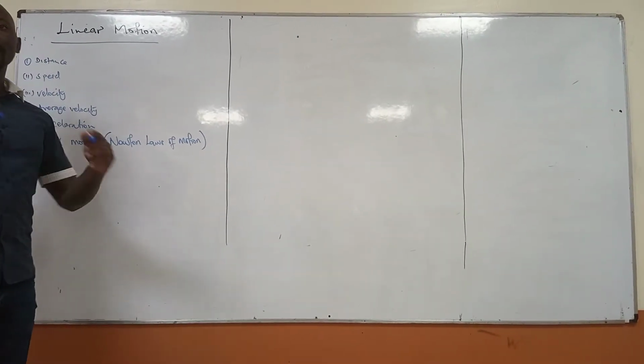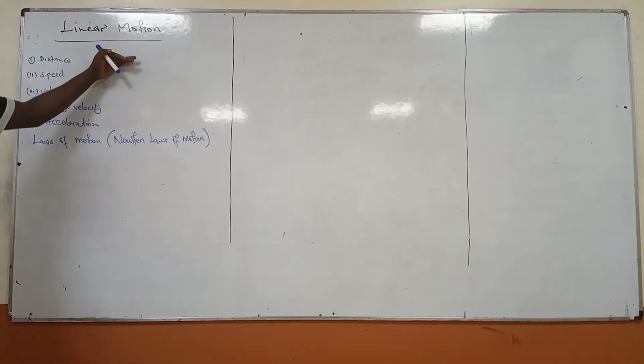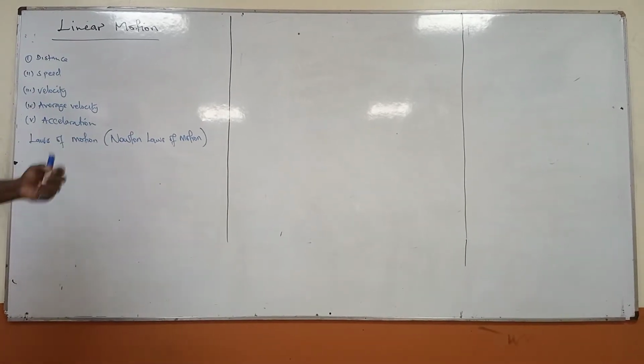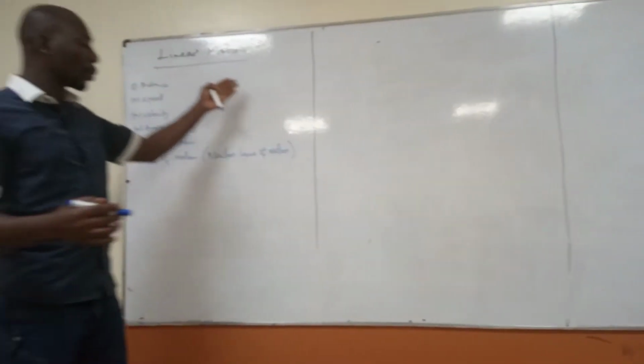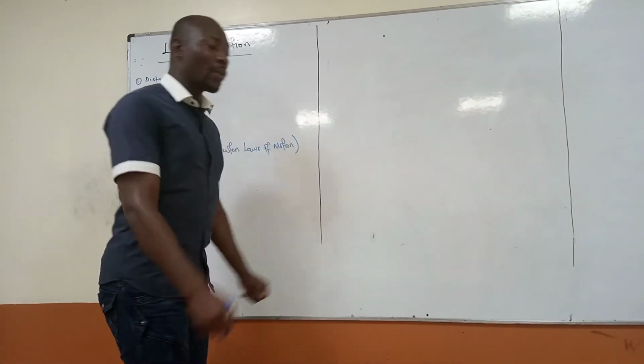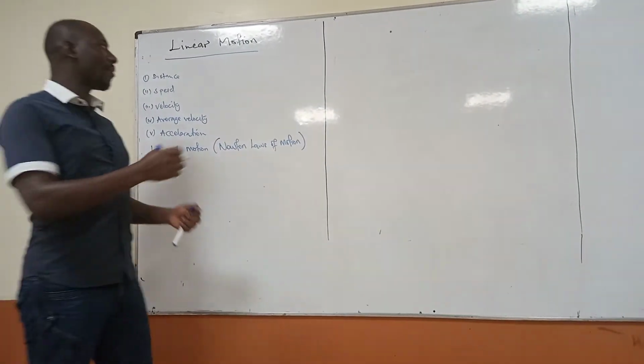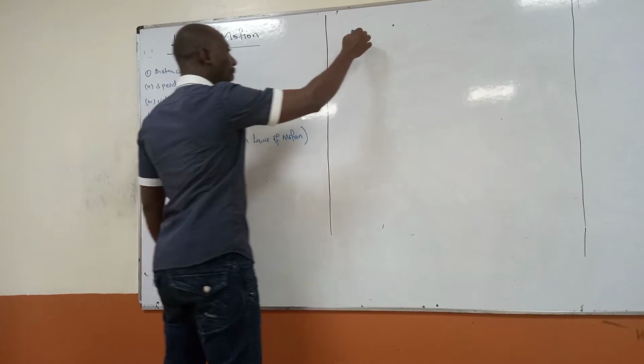Welcome to the class. Today let's discuss the topic linear motion. Linear motion describes motion along a straight line. We have got different types of motions. We can have motion around a circular path.